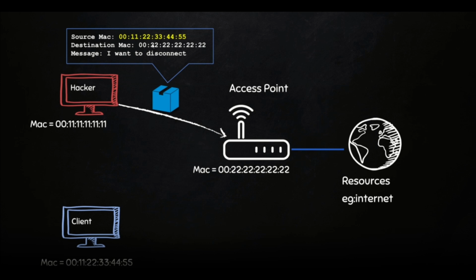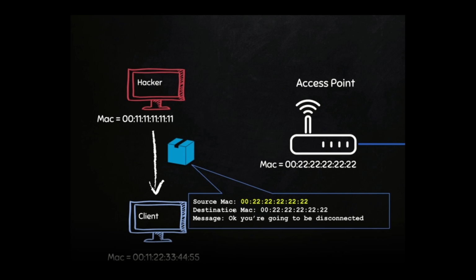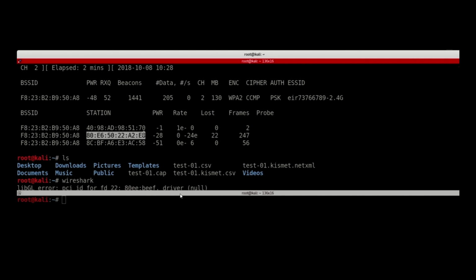We are giving it a message that I want to disconnect, the deauthentication message, and it is taking it at the same time. We are acting like the router, and we are sending this message to the destination MAC, that is the client, that you are going to be disconnected. So we are doing both of these things at the same time using only aireplay-ng. What we need to do right now is keep airodump-ng running in the background.